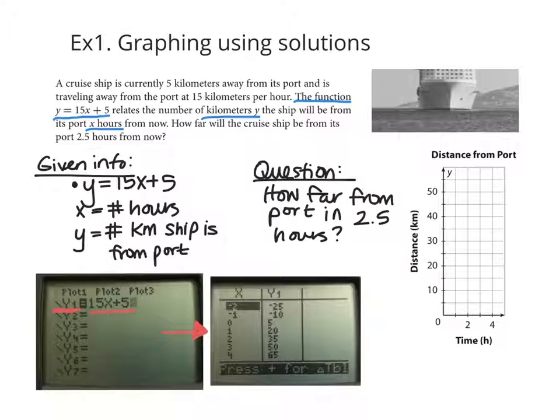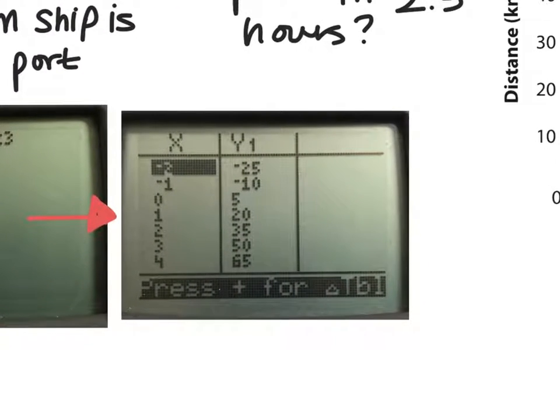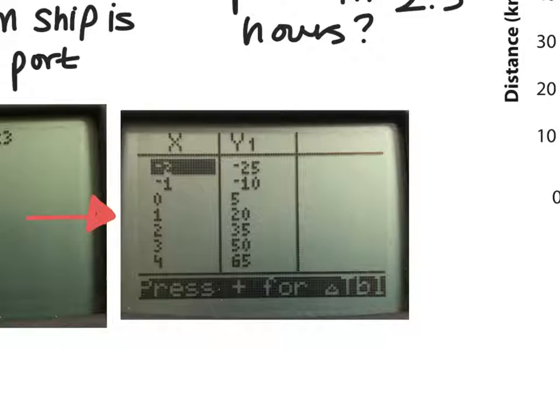Okay, and when you do that, your table might show up looking a little bit differently. Like yours might start at 0, 5, instead of starting at -2, -25 like mine does. Here, I'll zoom in. So no matter where yours starts, you can scroll up using those arrows on your calculator to make yours start in the same place that mine is.